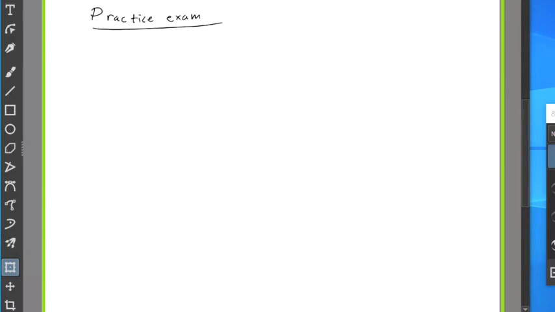So the goal for the day is pretty straightforward. We're simply going to go through the practice exam and see how we solve all of the problems. Before we do that, are there any issues that we should discuss beforehand?